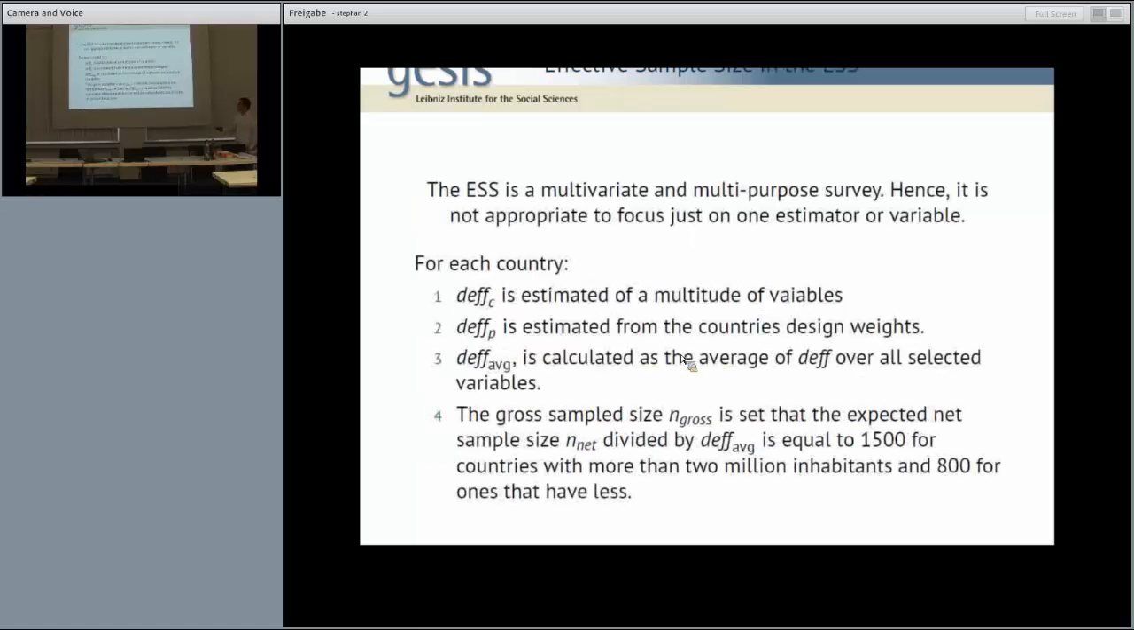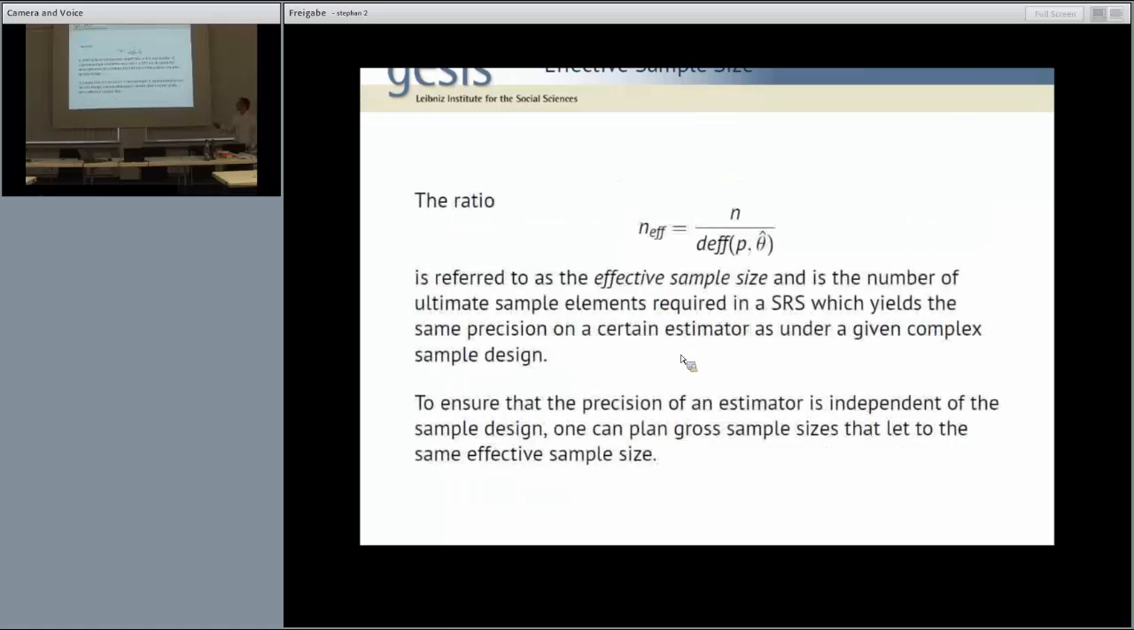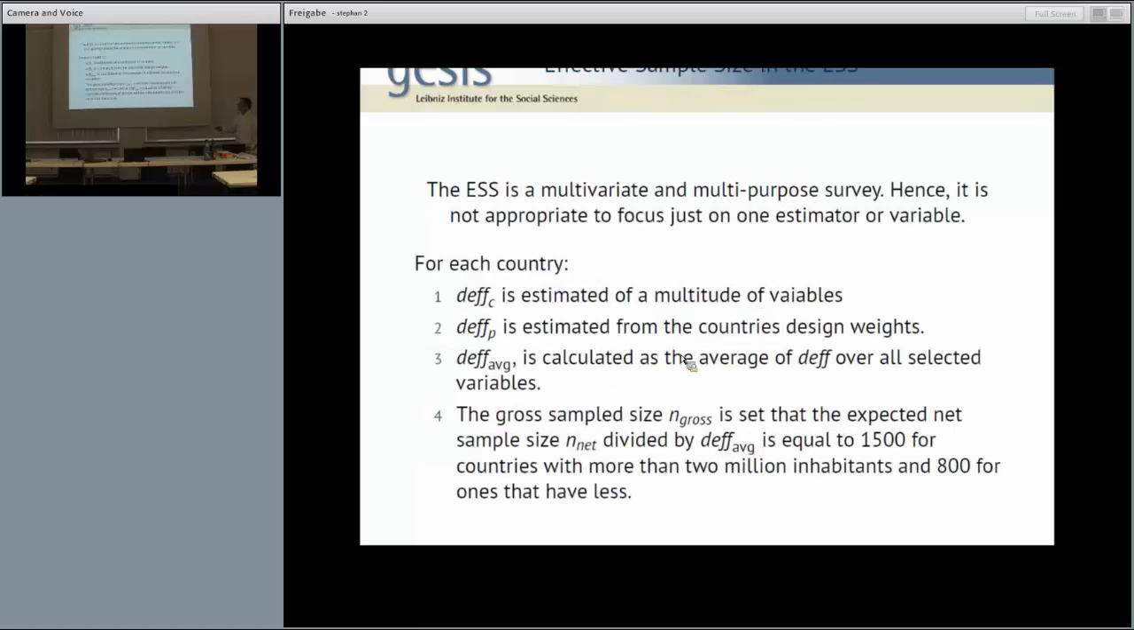So now, of course, the ESS is a multi-purpose and multivariate survey, so we have a lot of variables in there. It doesn't make sense to calculate the effective sample size for just one estimator or one variable, so we do this for a multitude of variables. So this def c is calculated for many different variables, whereas def p only depends on the sampling design, so this is the same for each sample.